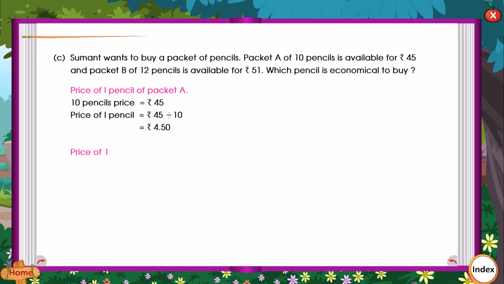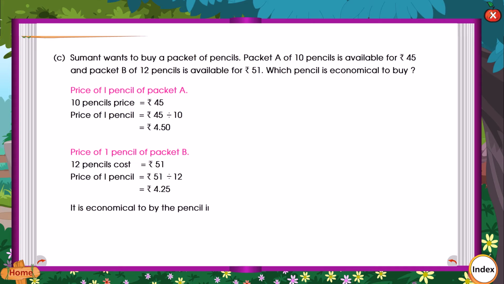Price of one pencil of packet B. 12 pencils cost is equal to rupees 51. Price of one pencil is equal to rupees 51 divided by 12 is equal to rupees 4 and 25 paise. It is economical to buy the pencil in packet B.